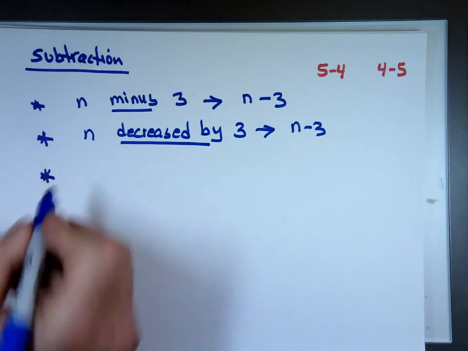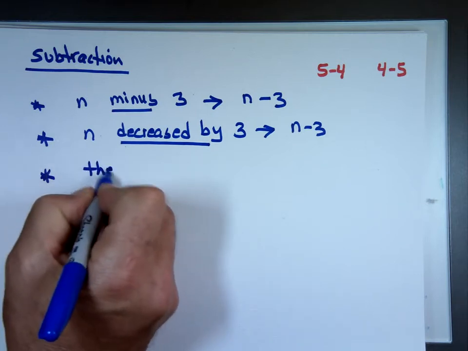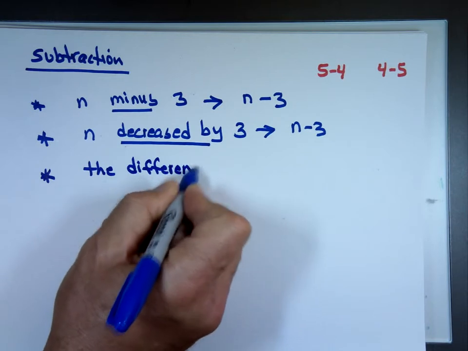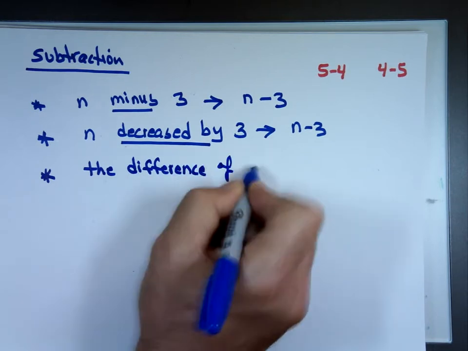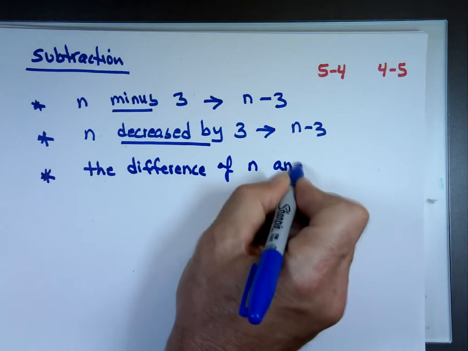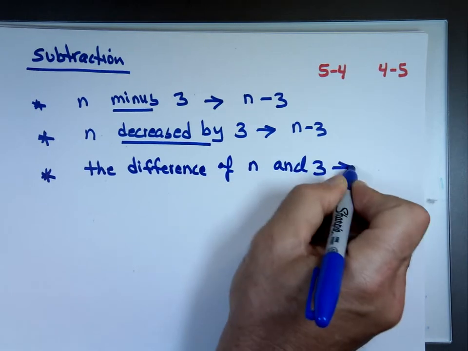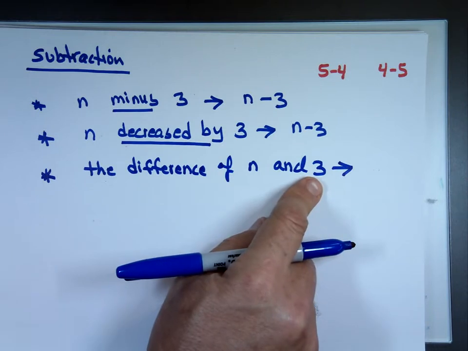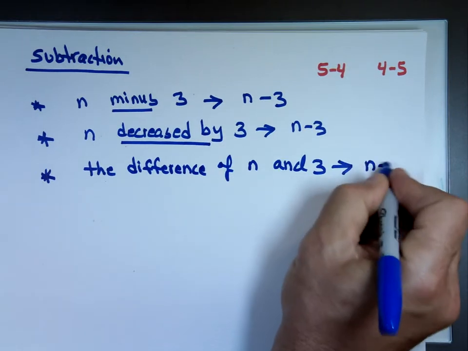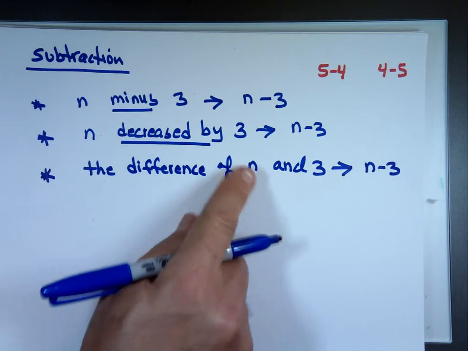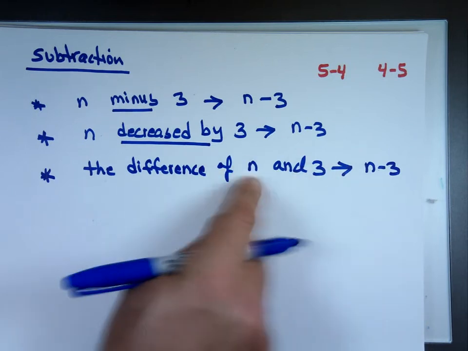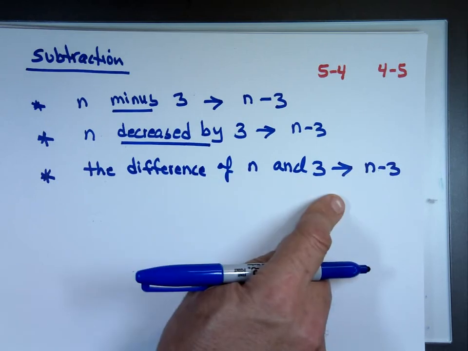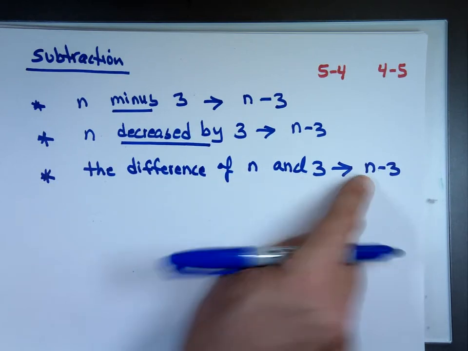The difference of N and 3. Whatever you see first goes first, and the second one, second. So N minus 3. If the problem was the difference of 3 and N, it would be 3 minus N. N and 3, N minus 3. So the one you see first is first. The second one is second.